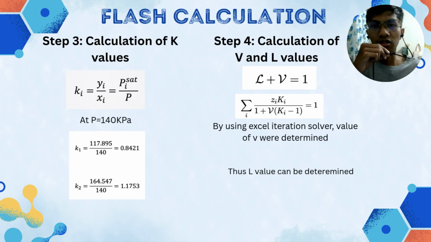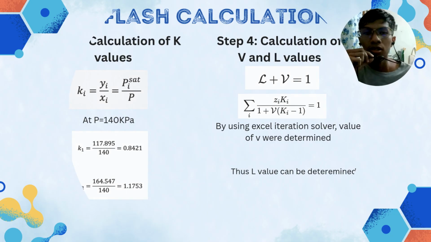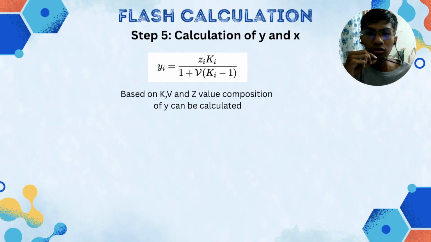For the next step, we want to calculate V and L value, which is referring to vapor molar and liquid molar. By using an iteration equation, we can obtain the V and L value. Now, for the next part, we use all our known information in order to calculate the molar composition for Y.